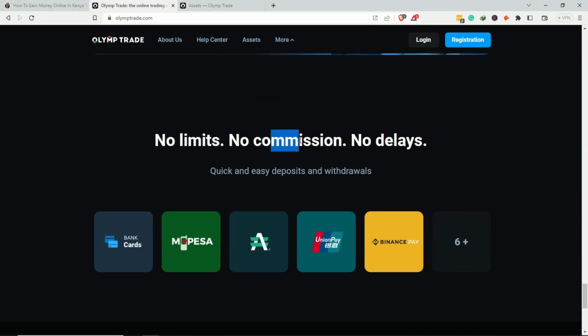There are no limits and no commission, so they don't take commission. And as you can see here, there are very many methods of depositing. If you want to trade crypto, you can use your Binance Pay. If you're in Kenya, you can use your M-PESA. And if you don't want to use your M-PESA, just use your card.